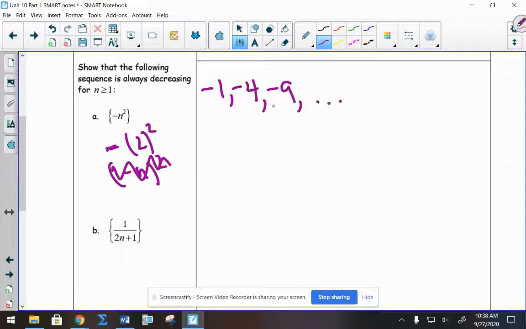So we have a couple of ways that we can do that. We can say the next term would be n plus 1 squared, and I want to show that that's always less than just that original. So I'm going to square this out. FOIL. Okay. And then we have that. Then I'm going to go ahead and negate.